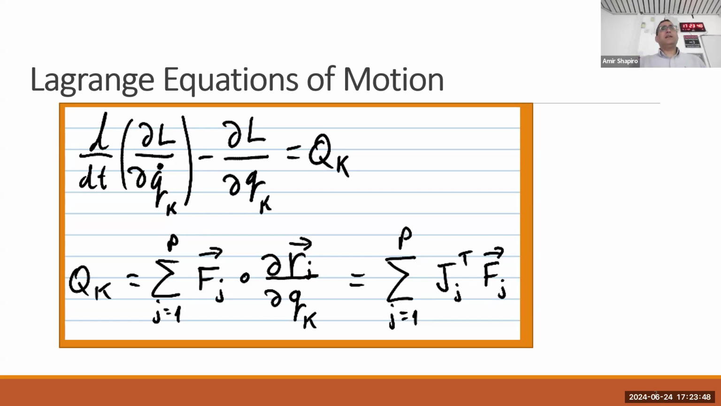So we discussed the Lagrange equations of motion last time. As you see in the upper equation here, you see the Lagrangian, its derivatives, and the external forces, the forces that act on the system, how they are defined, and which are simply the Jacobian transpose times the force.